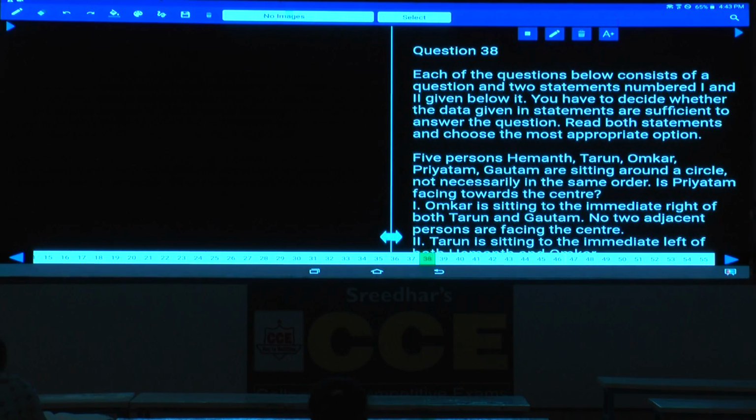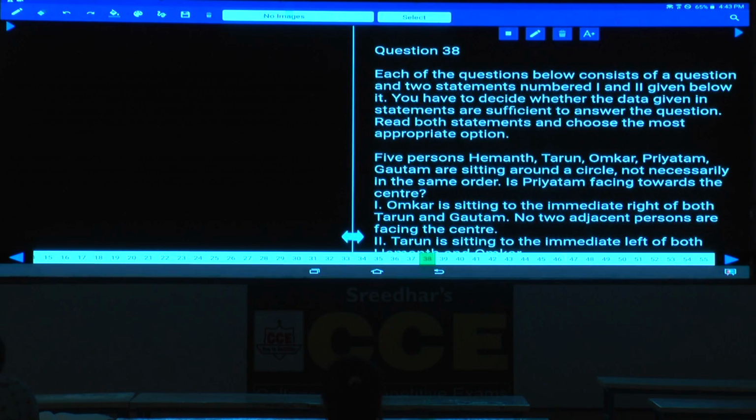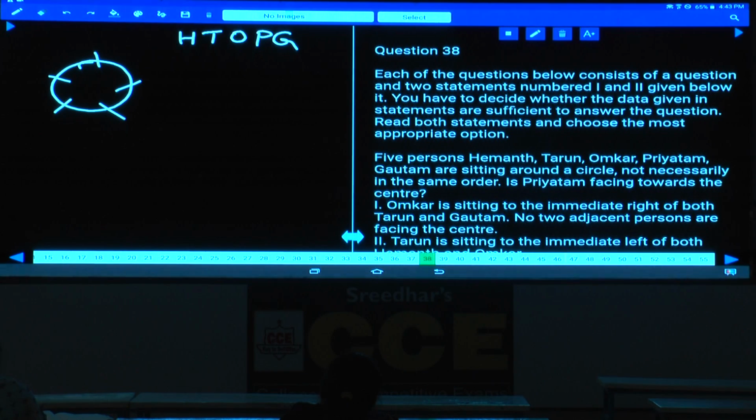Then question number 38. In this question, 5 persons, Hemant, Tarun, Omkar, Preetham and Gautam are seated around a circular table, not necessarily in the same order. Now 5 persons are there. Who are those 5? H, T, O, P, G. These 5 persons are sitting around a circular table, not necessarily in the same order.